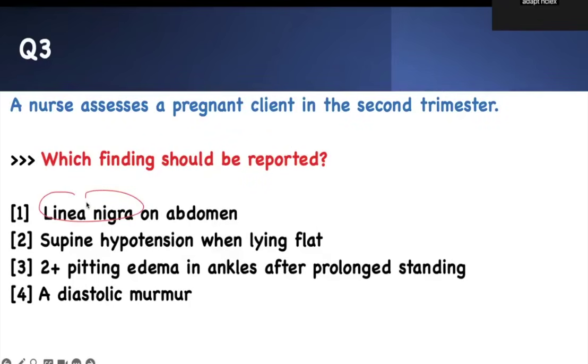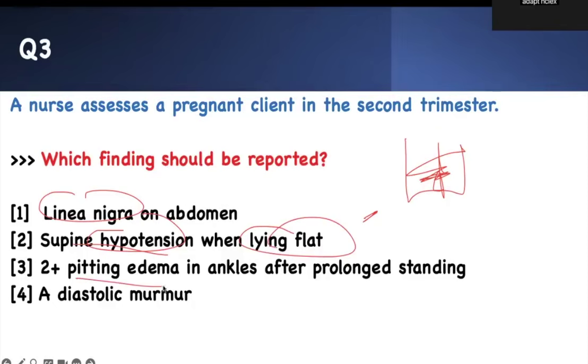Linea nigra is normal in pregnancy. When you lay flat while pregnant, your blood pressure goes down. That's why we want you to lay on your side, so it's an expected finding. Teach them not to lay on their back. Hypotension is when they lay flat, not normally. And then pedal edema. This is not preeclampsia because it occurs after prolonged standing; just by elimination, you know this is right.